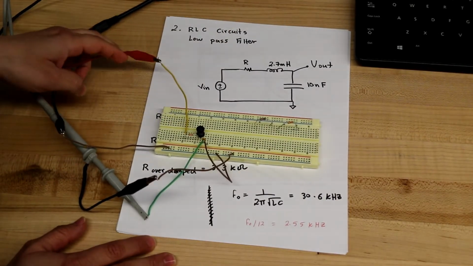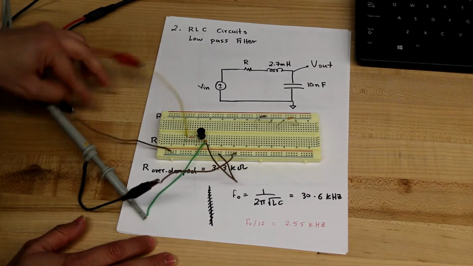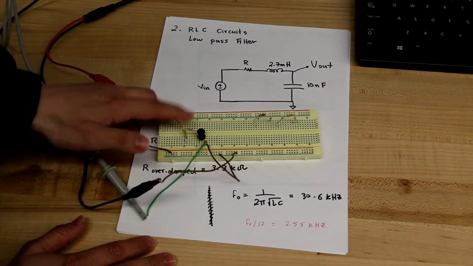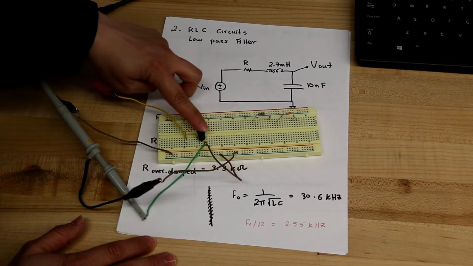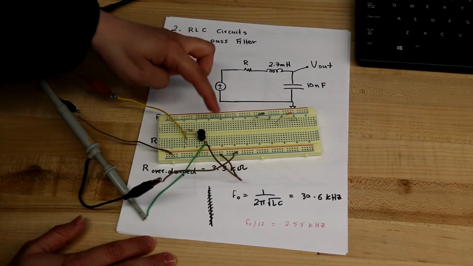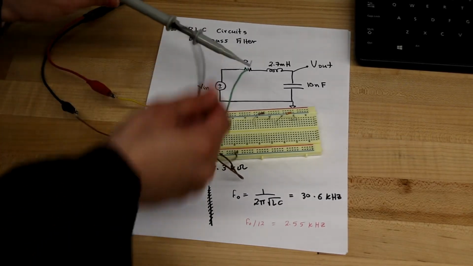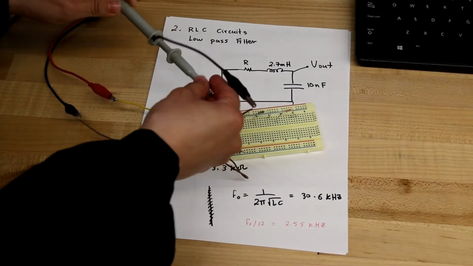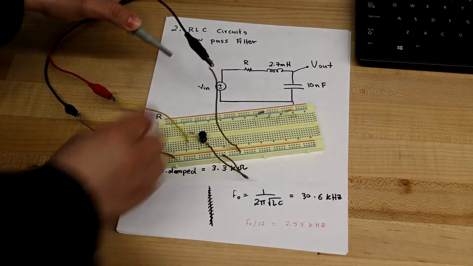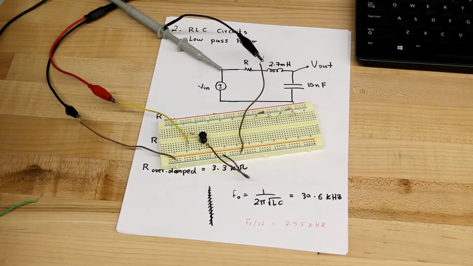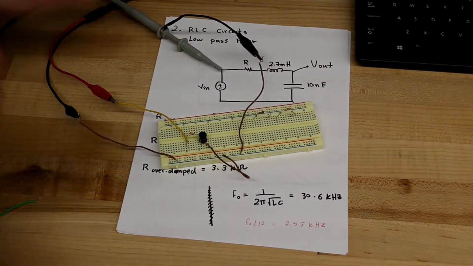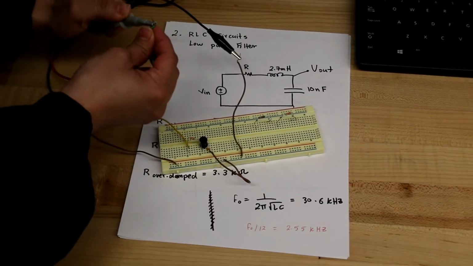Here's the input from the function generator, and it's connected to R in series with 2.7 millihenry in series with the capacitor, and then to the ground. The output is across the capacitor. Here's the output.